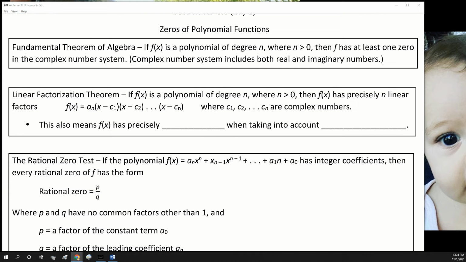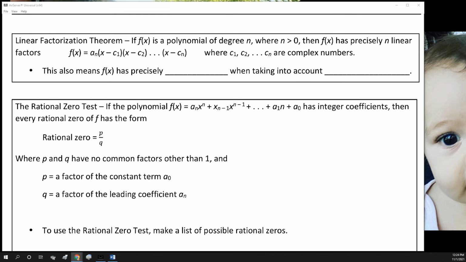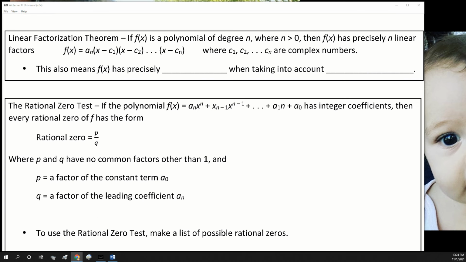It's kind of wordy, but basically it's saying if you have a polynomial that isn't a constant, so the degree is larger than zero, then there is at least one number in the complex number system, real or imaginary, that makes it equal to zero. And then the linear factorization theorem takes it one step further. That says basically the number of linear factors matches exactly with the degree.